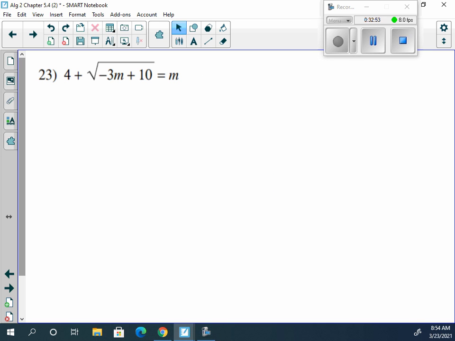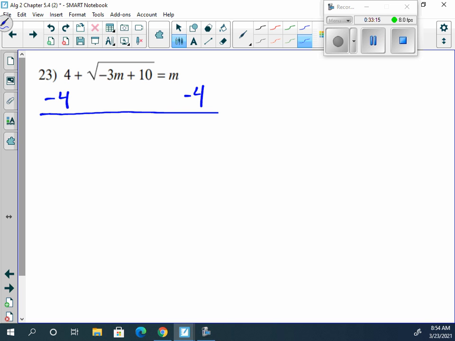23. Okay. Now, when we look at any of these here, before we start squaring or doing anything else, we need the radical to what? Be alone, be by itself. Is there anything with the radical? The 4. So how can I change that? We can subtract 4 from both sides. If we do that, we will have the square root of -3m plus 10 is equal to m minus 4.